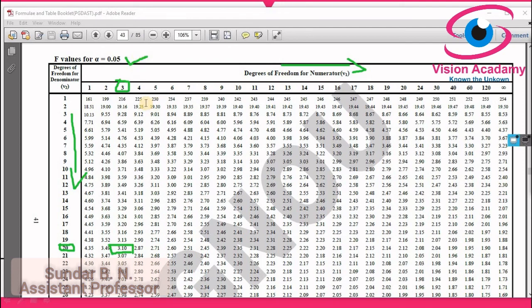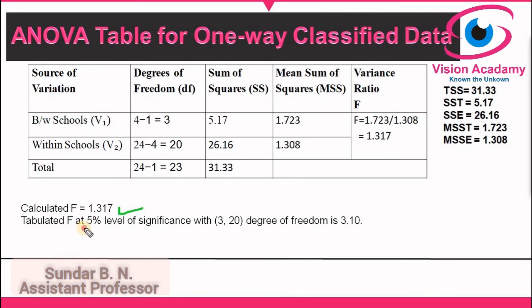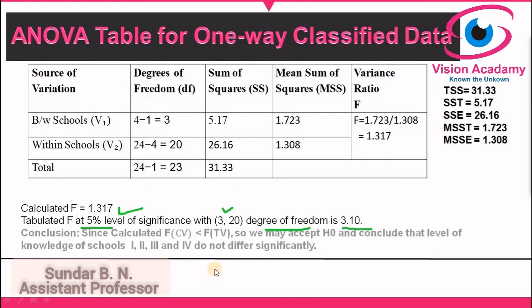So then let us finally compare this tabulated value with the calculated value, and finally we can take a decision over it. So we know that our calculated value is 1.317, and we saw the table at 5% level of significance for V1 3 and V2 20 degrees of freedom. So our tabulated value is 3.10. I told you in my last video when we will be in a position to accept the null hypothesis, when the calculated value is lesser than table value.